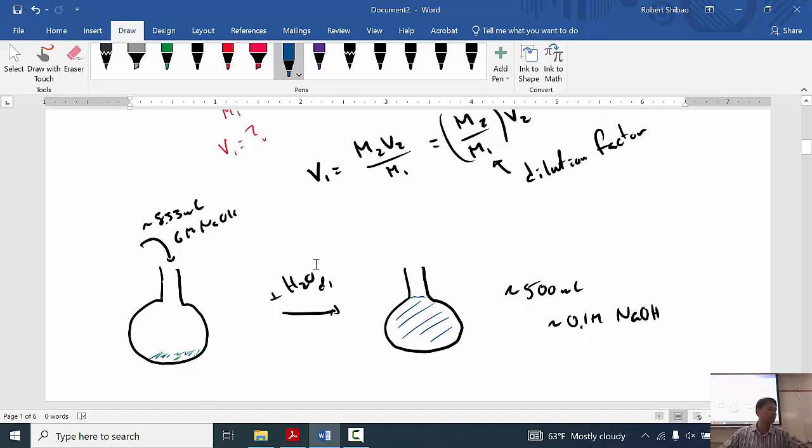Oh yeah, thanks. My burette's leaking. Just dump that. Thanks.